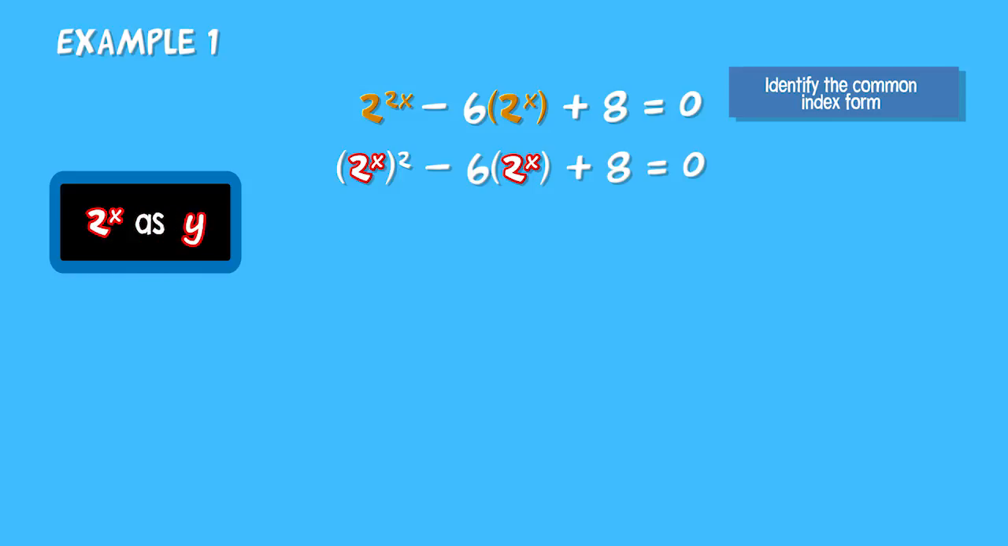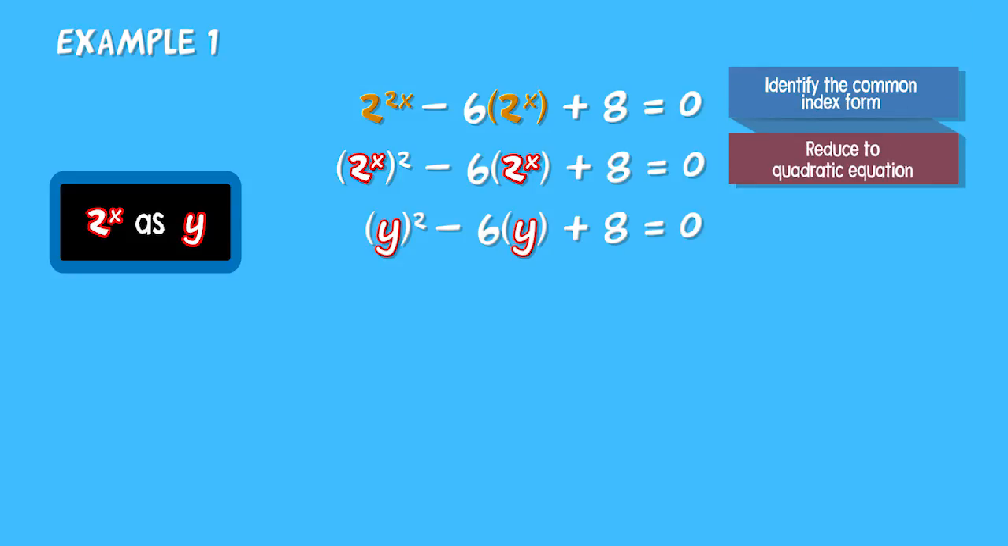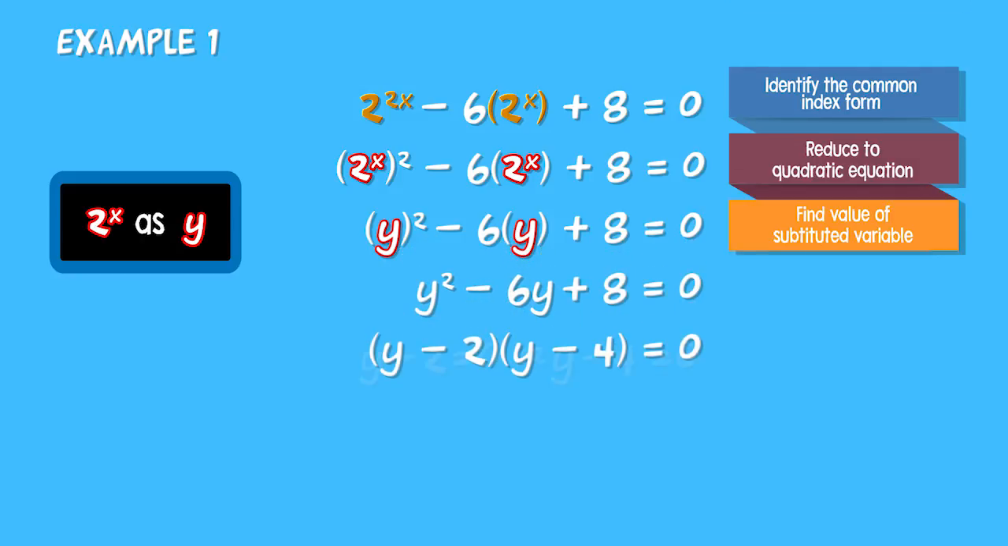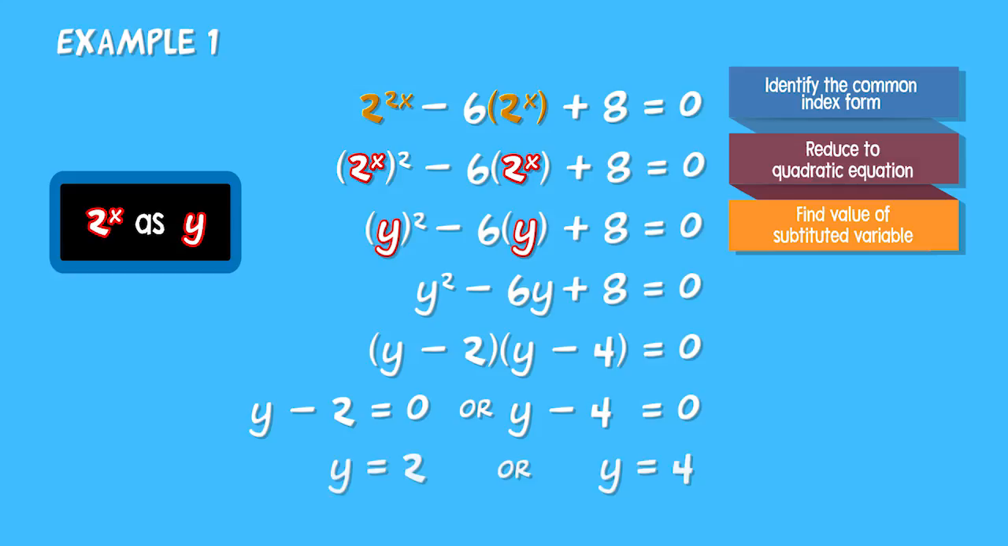Now, let's observe the equation. Does it look familiar? Yes, this is a quadratic equation. We have reduced it to a quadratic equation by substitution. We can solve this equation to find the value of y, which is y equals 2 or y equals 4.